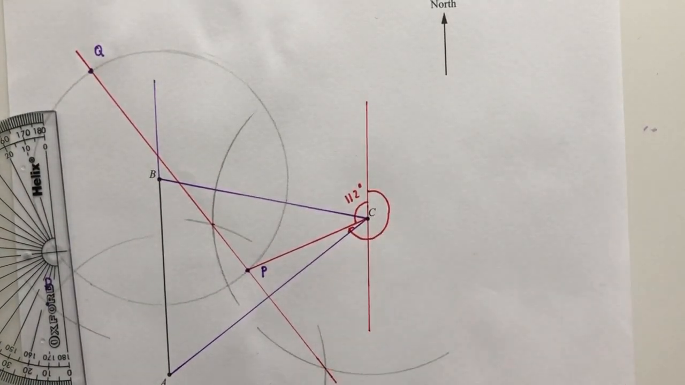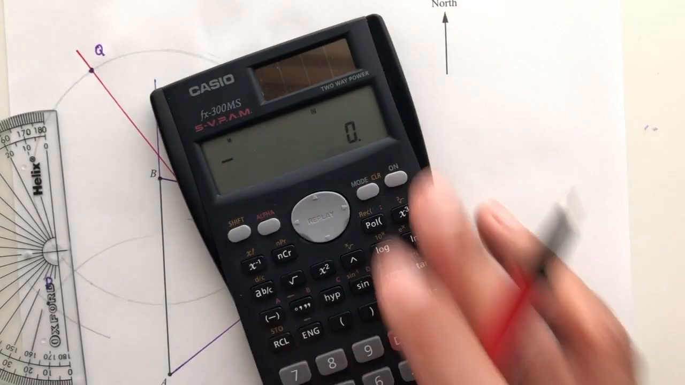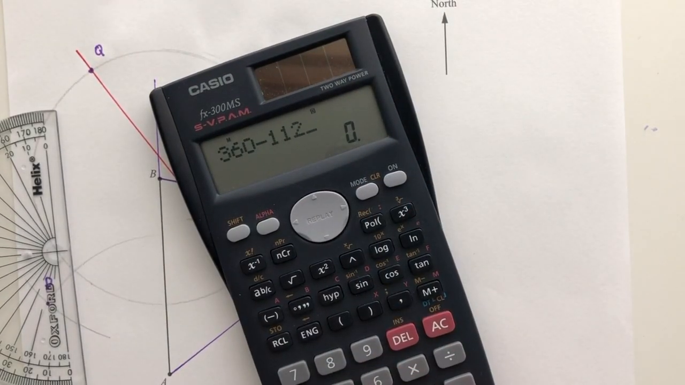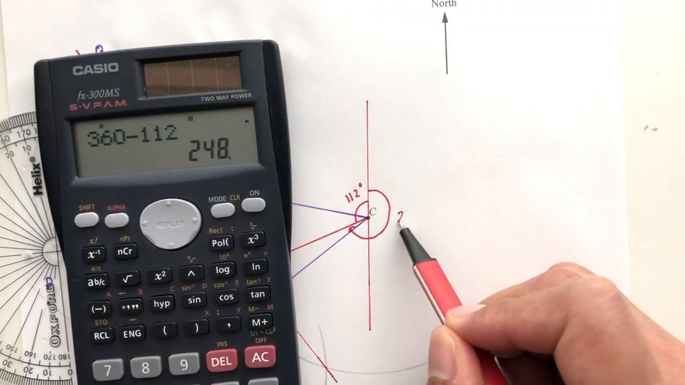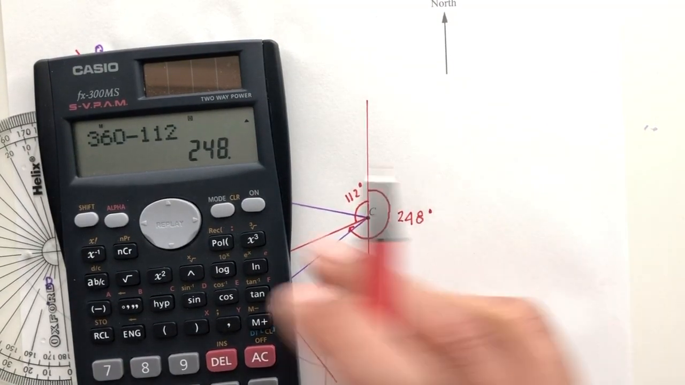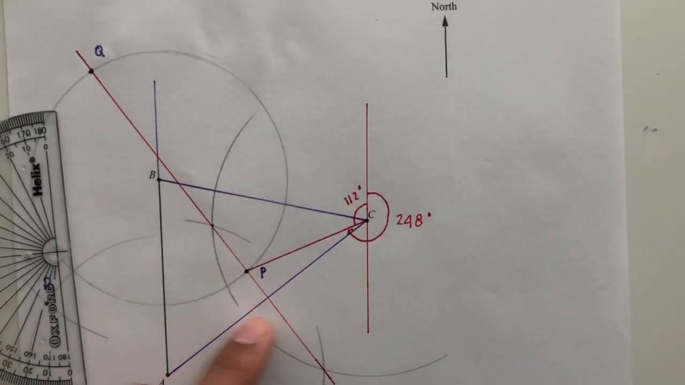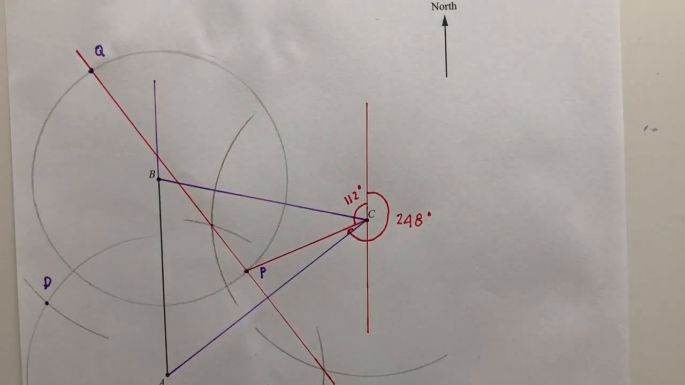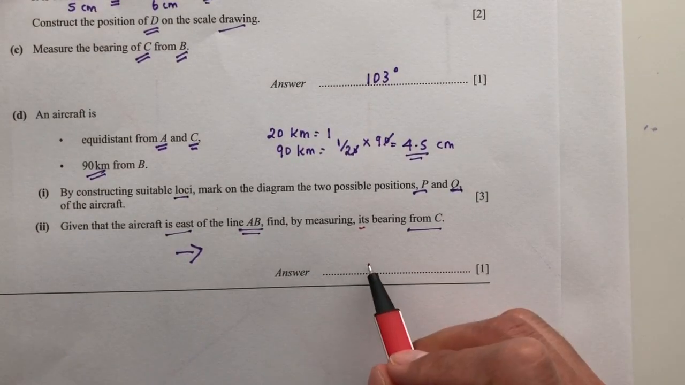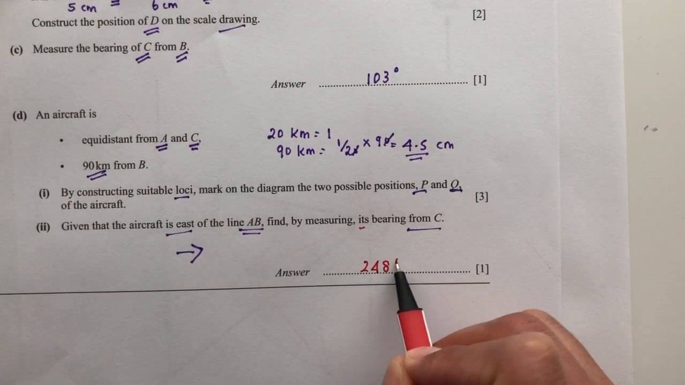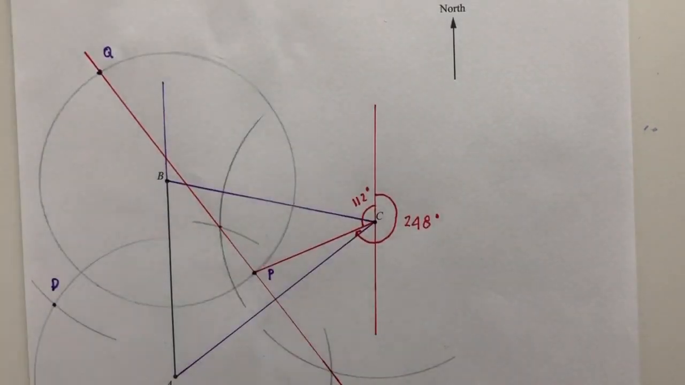So what is this one? It will be 360 minus 112. So 360 minus 112, that will be 248. 248 degrees for the bearing of the aircraft from C. So that will be the answer for part 2. And that's it for question number 1.